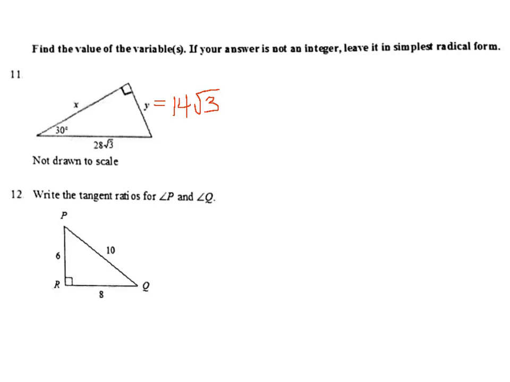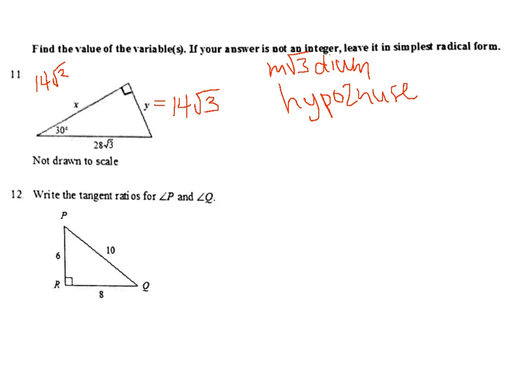And then to get to my medium side, I'll write down hypotenuse as well. To get to my medium side, I need to take the 14 radical 3 and multiply it by radical 3. And what that gives me is my radical 3 times my radical 3 turns into just the number 3. I multiply that by 14, and I get 42. So x is 42 and y is 14 radical 3.